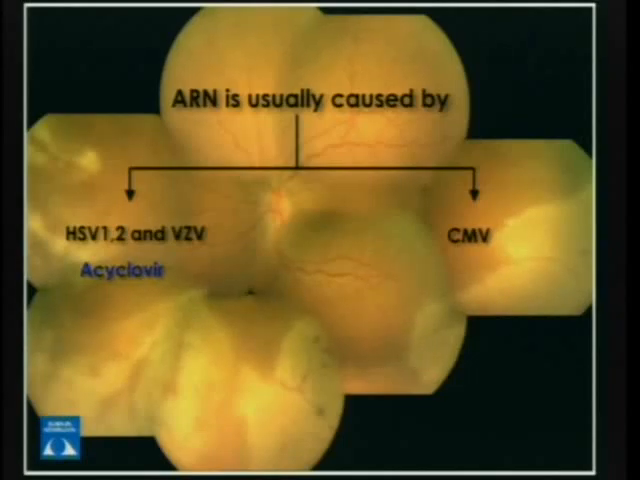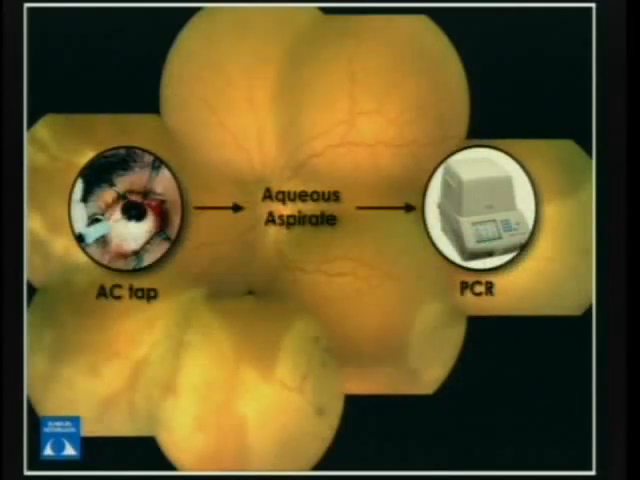Whereas the CMV, what will happen? Because the thymidine kinase is not there, it will not respond to acyclovir. You have to inject ganciclovir. So, here comes the importance of the causative organism. So, a simple aqueous aspirate can help us to diagnose and treat this patient.